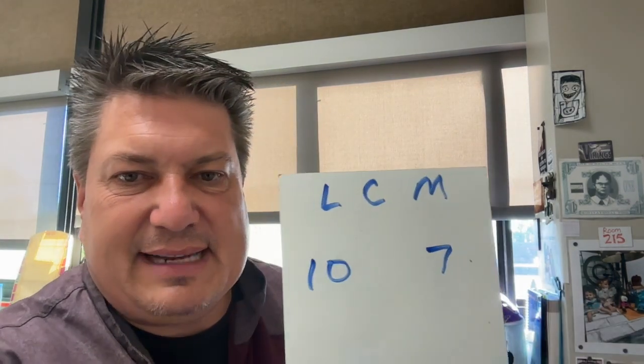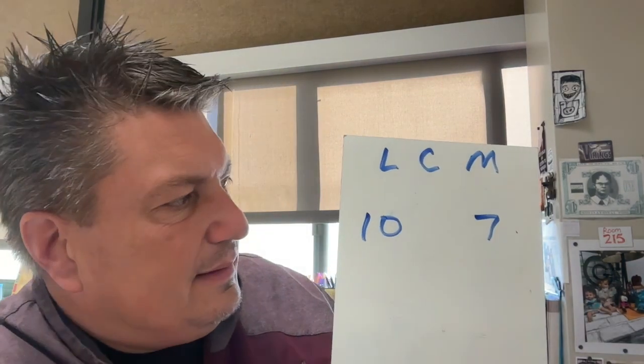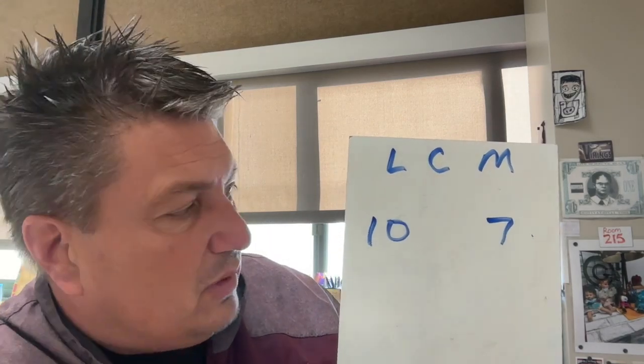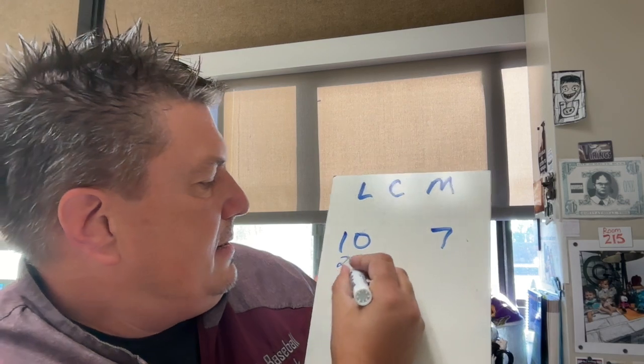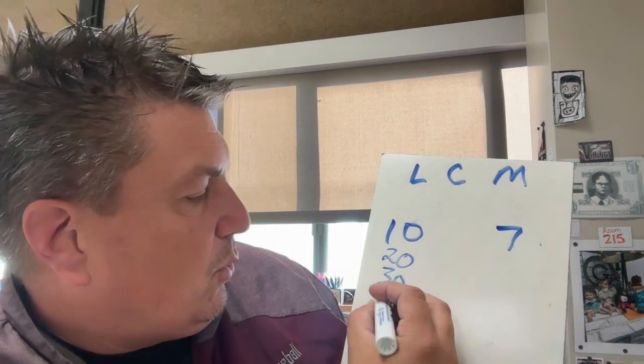Let's take a look at 10 and 7. If I have 10 and I want to skip count with multiples, I would say 10, 20, 30, 40, 50, 60, 70, 80, 90. I could go on forever and ever. I'm just going to stop at 70. You can see if you can figure out why.